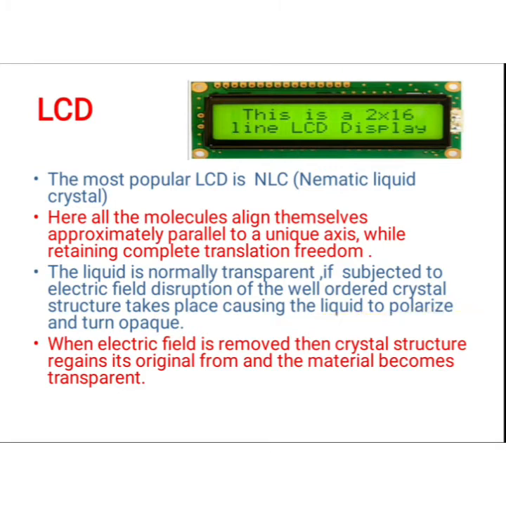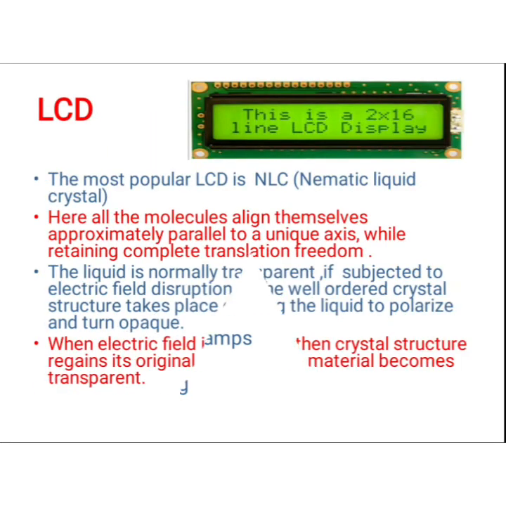If alignment is normal, it will be transparent. If alignment changes, then it will be opaque. Opaque means light won't travel inside it. So when the electric field is removed from the crystal structure, it retains its original form and the material becomes transparent. The diagram indicates a small piece of a display, the LCD, actually liquid crystal display, which came into existence first.